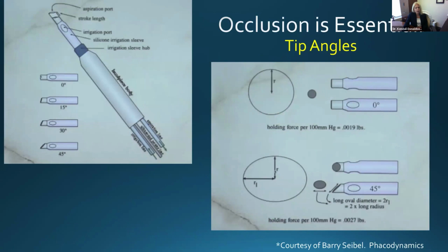You're putting extra energy into the eye. So just remember, occlusion is essential for all peristaltic pumps. We can see here we have various tips that we can use, various angles. I find that the more angled tips are very helpful, because with getting occlusion, it allows us to really have full occlusion there at the tip. So it increases the surface area basically here for occlusion as we go to a 45-degree angle.